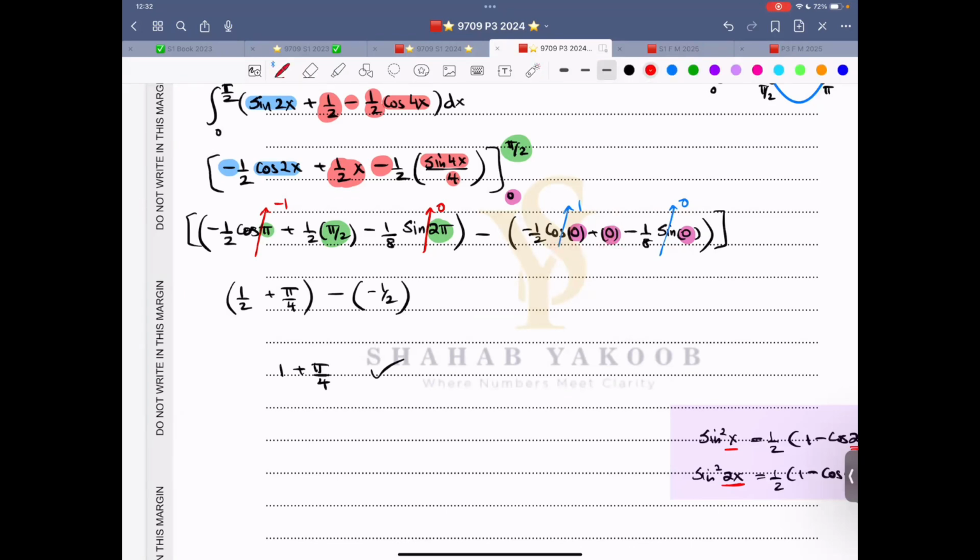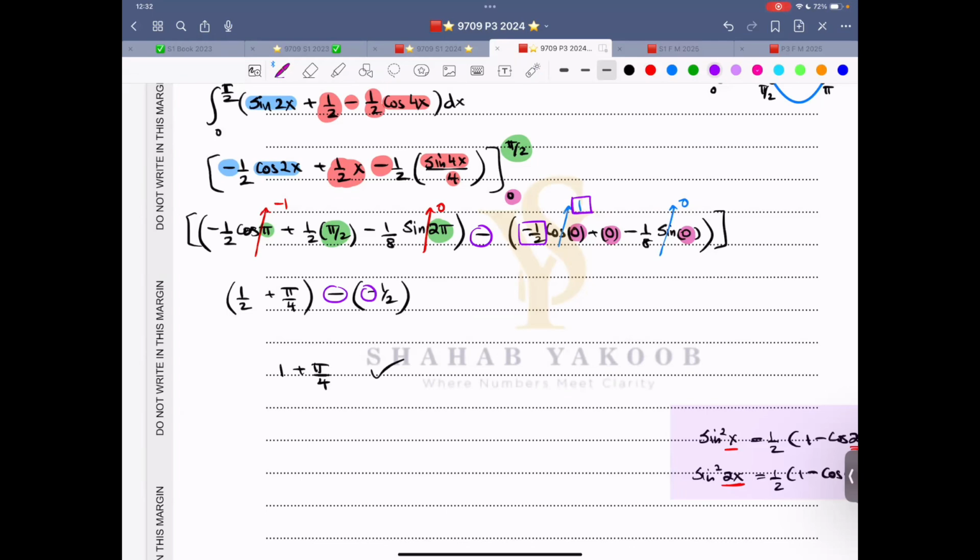So therefore, remember this thing: cos of 0 is 1. And there is a negative half over here. And there is a negative over here. So negative into negative becomes positive. So keep that in mind. You have to take care of this.